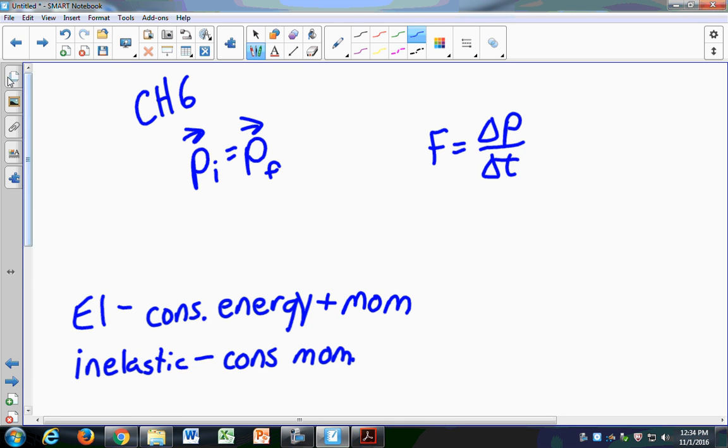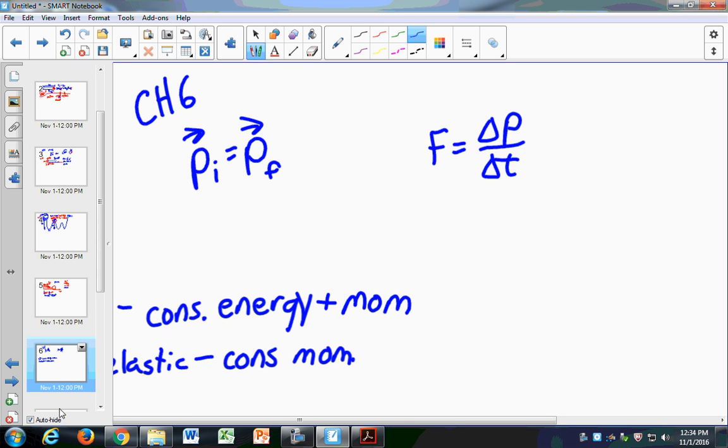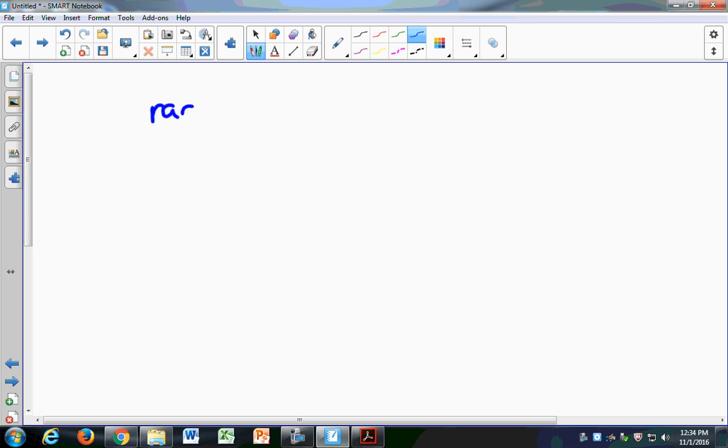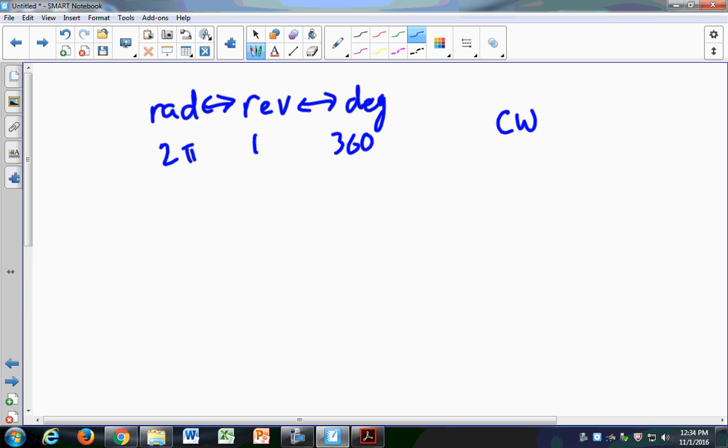Chapter 7. You had conversions: radians, revolutions, degrees. 2 pi, 1, 360. Those are our conversion factors. Remember, our notation is that if it's clockwise, it is negative. If it's counterclockwise, that rotation is positive. That's just a notation that we take.